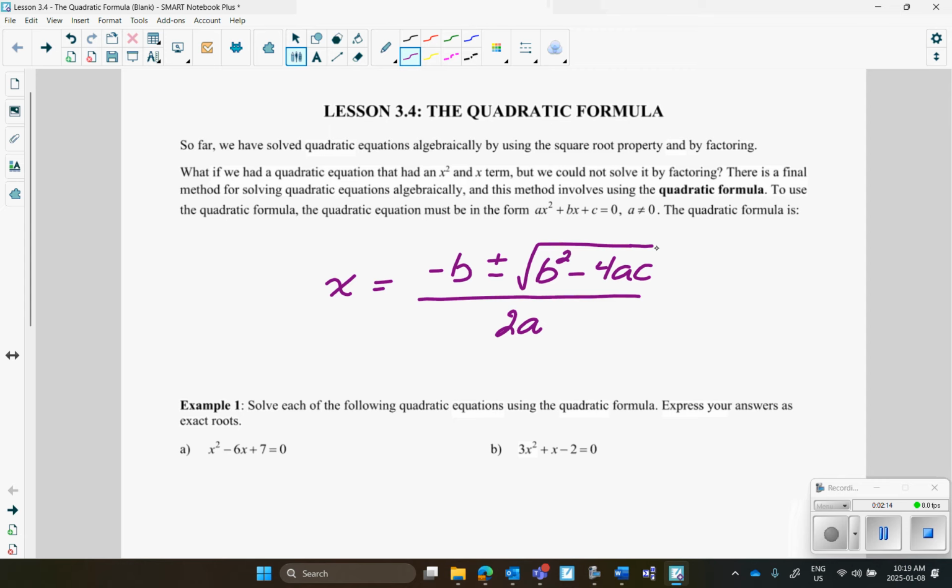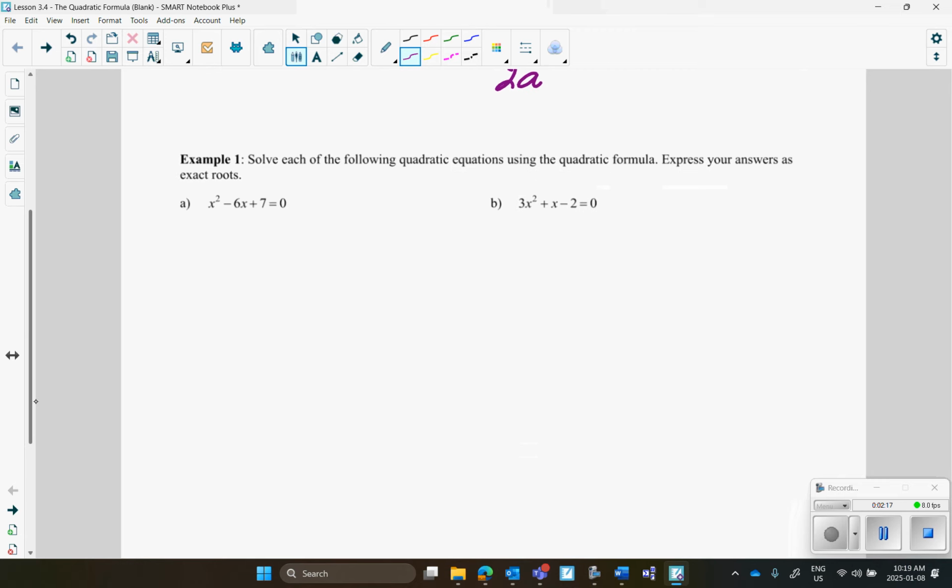So just looking at some examples, if we look at this one. First of all, it's got an x squared and an x term, so we're not going to do the plus or minus square root. You will find if you try to factor this, it's not going to work. You may think, what about minus 7 and plus 1? Well, minus 7 plus 1 is negative 6, but minus 7 times 1 is not plus 7. So we've got to use the quadratic formula.